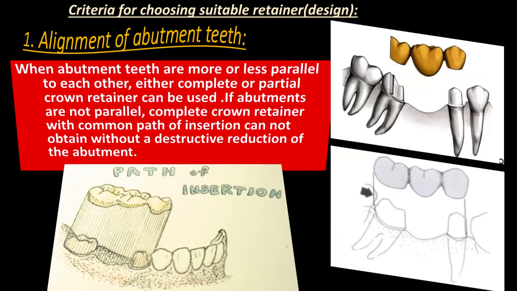الalignment of the tooth مثل ما احنا قبل تكلمنا when abutment are more or less parallel to each other either complete or partial crown retainer can be used. If abutment is not parallel, complete crown retainer with path of insertion cannot be obtained without destruction of the abutment. يعني احنا من عندنا unparallel abutment اوكي مثل ما نشوف ما نقدر نسوي على two abutment full coverage والbridge can sit easy without destruction element لone of the tilted tooth هذا راح يسوي destruction.